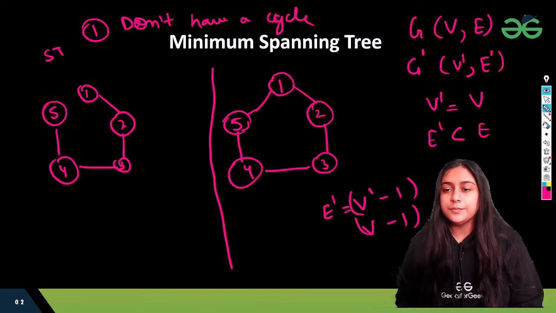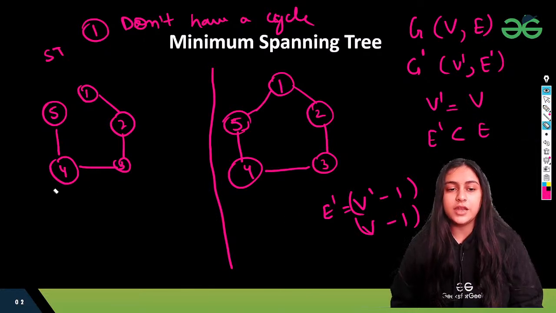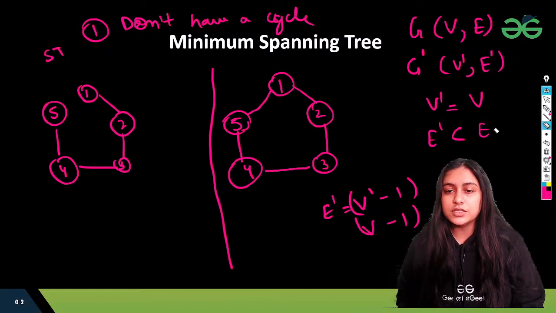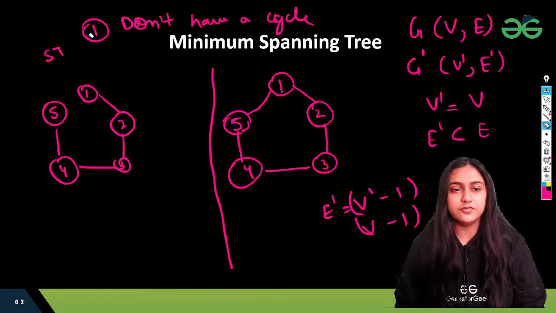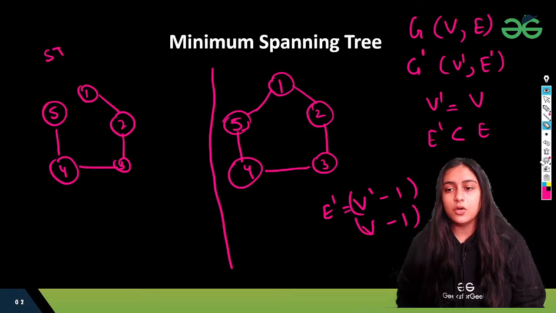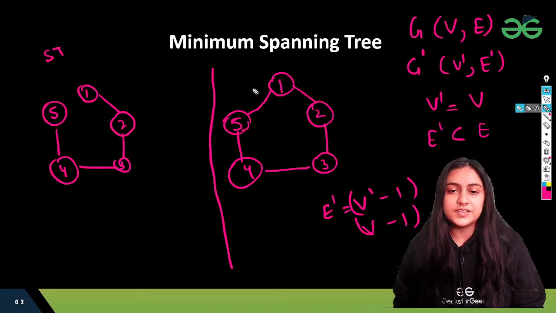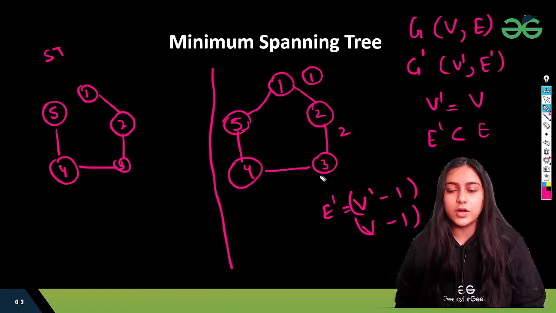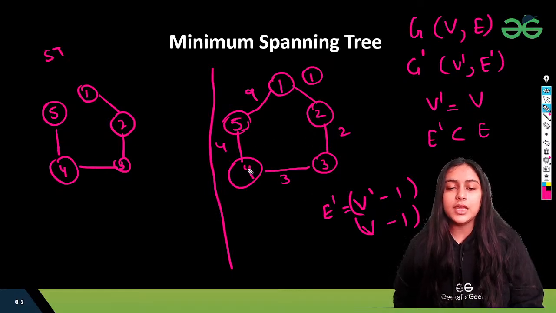Now if I say that you have to tell the spanning tree, there can be multiple spanning trees first of all. Okay, let me give some weights to this whole thing. सारी edges को मैं weights दे देती हूँ. Just assume 1 2 3 4 9. Okay, so ये हमारी edges हैं.